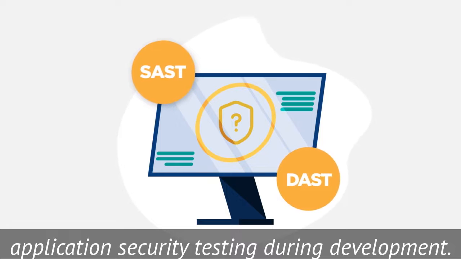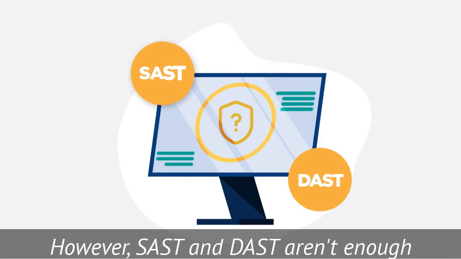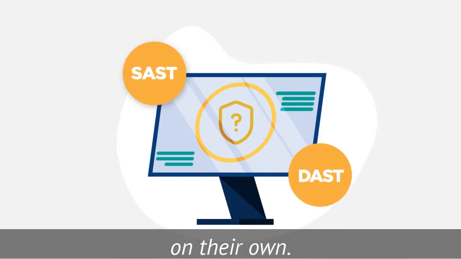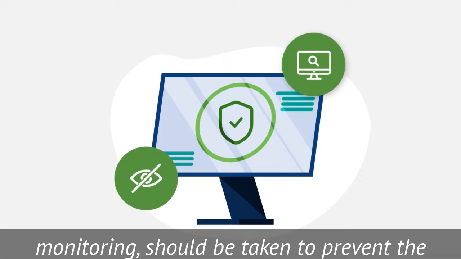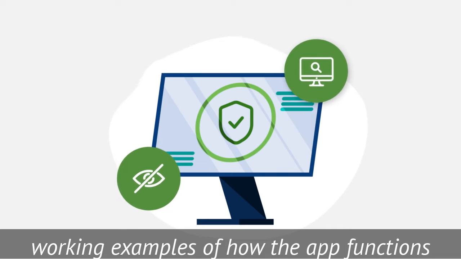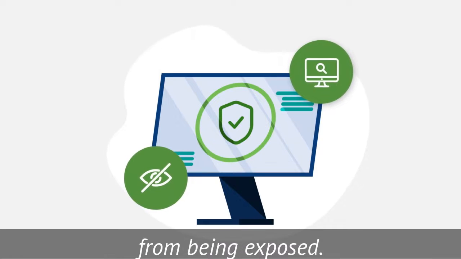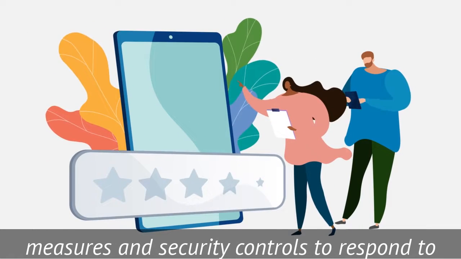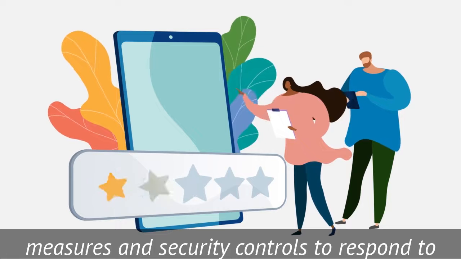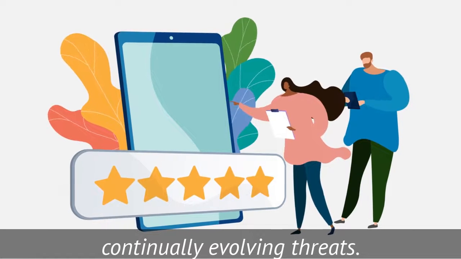To protect themselves, organizations are shifting security practices left to include static application security testing and dynamic application security testing during development. However, SAST and DAST aren't enough on their own. Additional steps like code and live tamper monitoring should be taken to prevent the working examples of how the app functions from being exposed. Application owners need effective app security measures and security controls to respond to continually evolving threats.